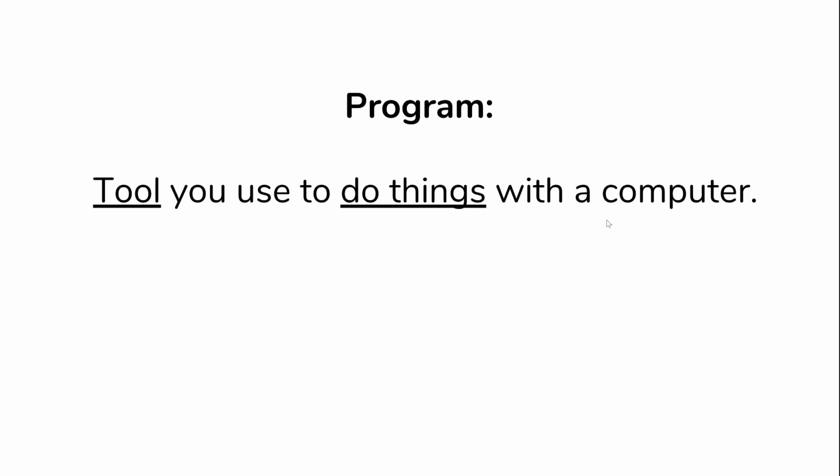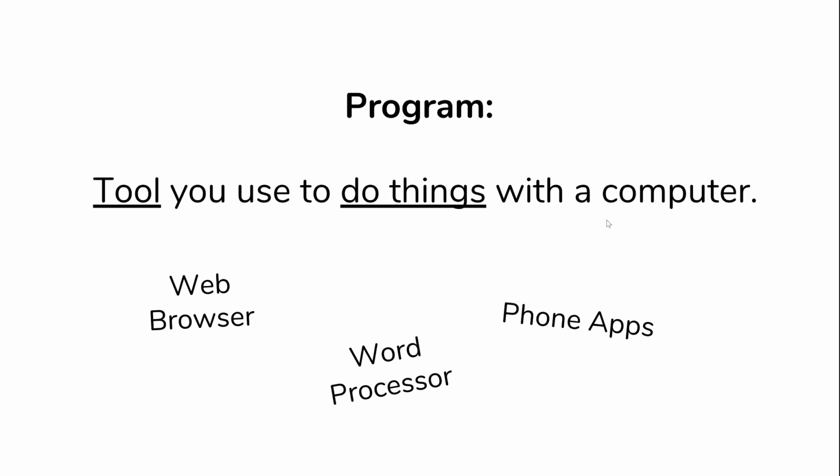A computer program is a tool you use to do things with a computer. You can probably think of a few examples: a web browser, Google Chrome, or Internet Explorer. Some other programs are apps for your phone. A word processor that you'll use to write a story or an essay. An image editing program like GIMP or Photoshop. And even the video games that you play.